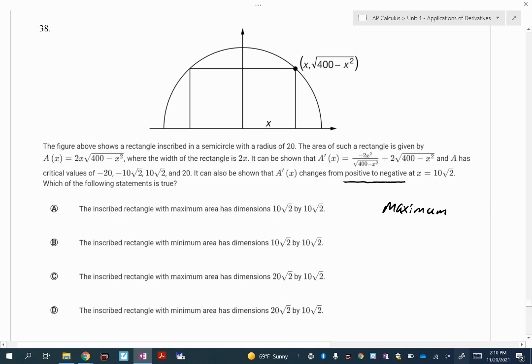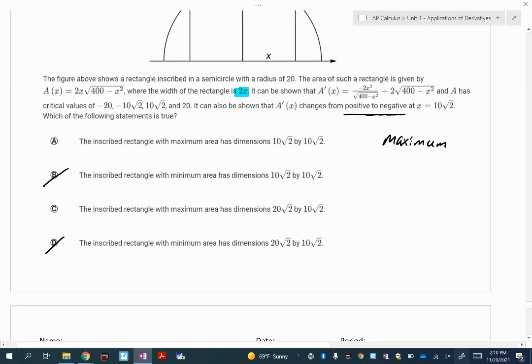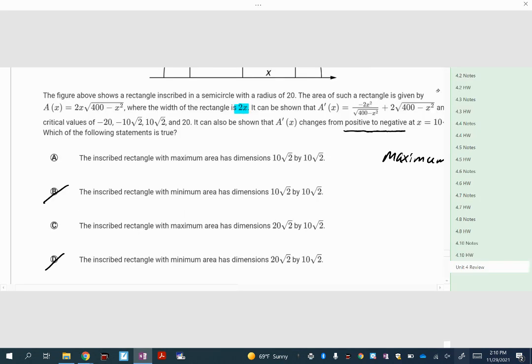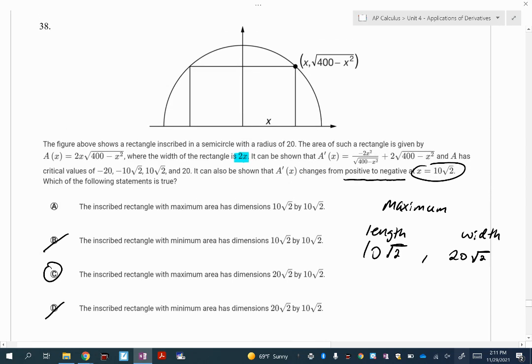All right, so the moment that I read these answer choices that say minimum area, I know we're going to be wrong. So now it comes down to basically, did you read the directions or read the problem correctly? And it says that the width is 2 times x. So my dimensions are going to be 10 times the square root of 2, right, for that one of them. But my width, this is my length. My width is this times 2, so it's 20 times the square root of 2. All right, so that's why the answer is C for 38.